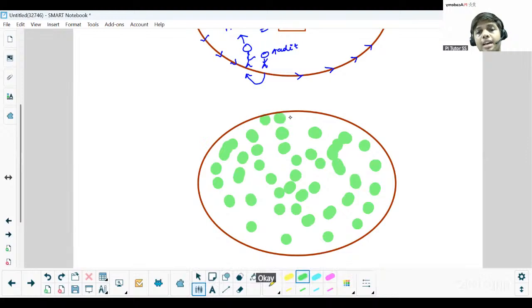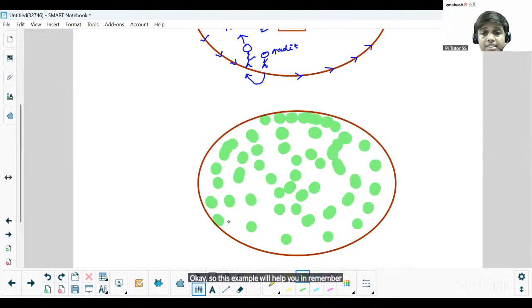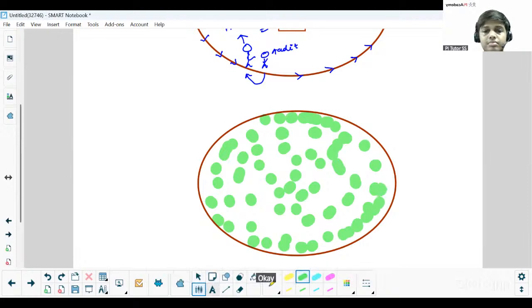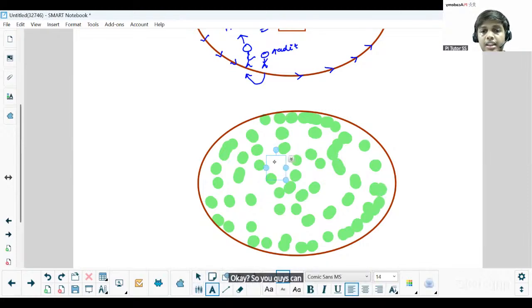So this example will help you in remembering what exactly is the area and what is the perimeter here. You guys can note this down as well. This is your area.